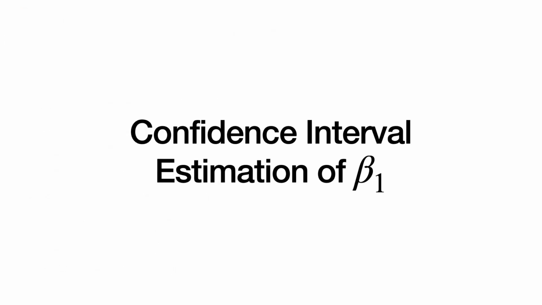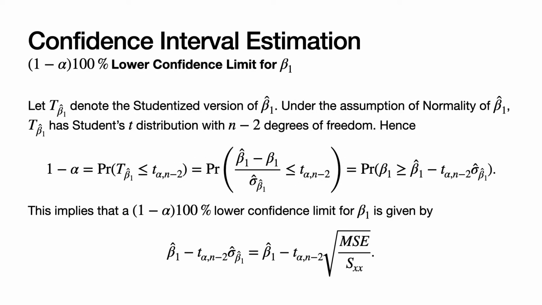So let's first look at confidence interval estimation of beta 1. And so we're going to develop a 1 minus alpha times 100% lower confidence limit for beta 1. And so let T sub beta 1 hat denote the studentized version of beta 1 hat. Under the assumption of the normality of beta 1 hat, the studentized version of beta 1 hat has student's t-distribution with n minus 2 degrees of freedom.